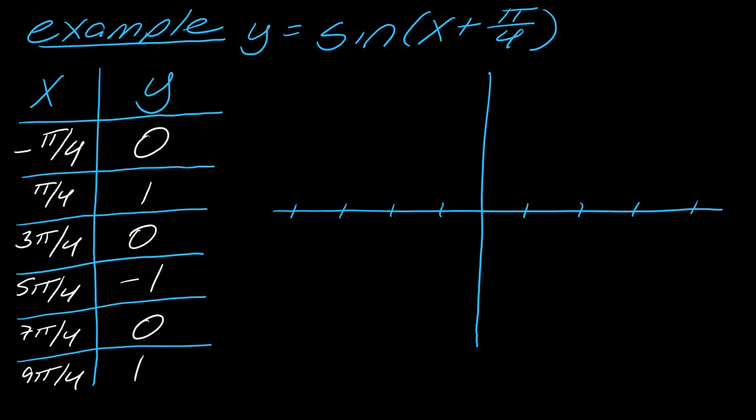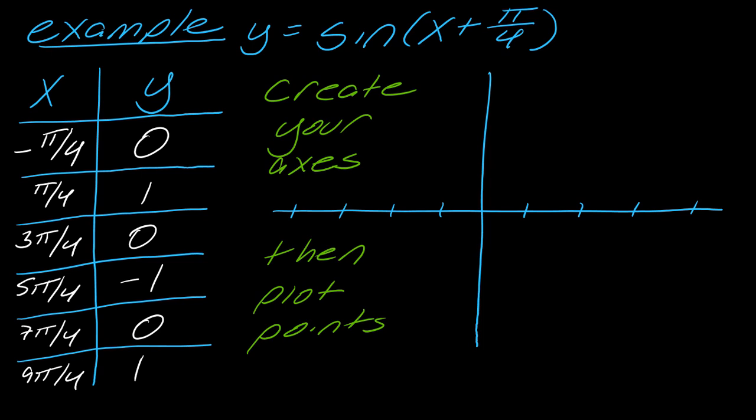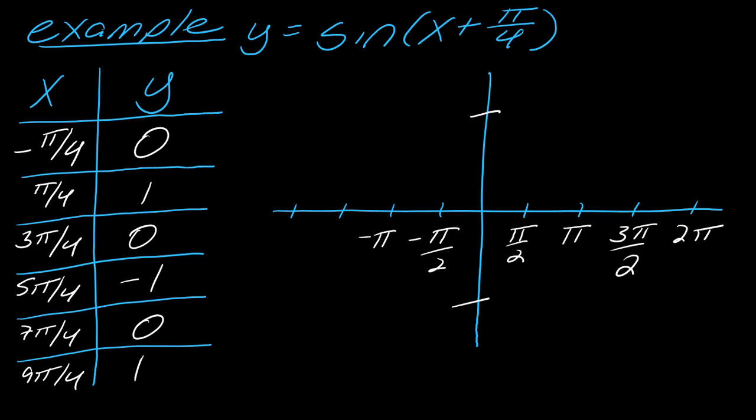Okay, cool. Now I want to graph all of these. You're going to want to create your axes and then plot points. I'm going to set this up with the scale that you see here. And here's my 1 and here's my negative 1. If I now go through and plot all of these points, you might want to pause here to get caught up.